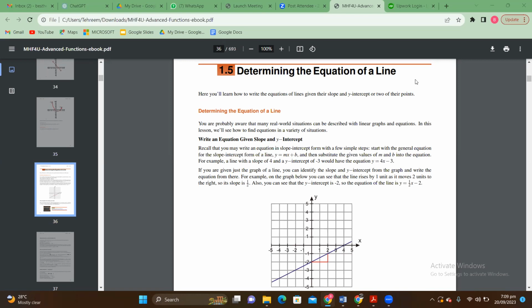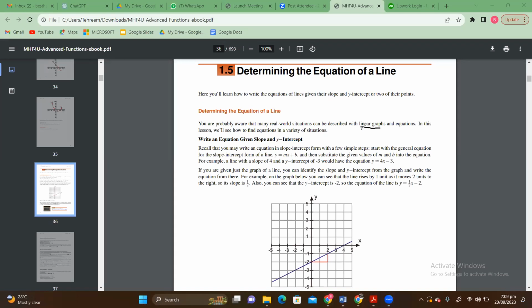Okay, so we are going to learn about the equation of a line, and the slope and the y-intercept of the line. To determine the equation of a line, you are probably aware that many real-world situations can be described with linear graphs and equations. Now, here is a word used, linear graphs. We should know the meaning of linear.